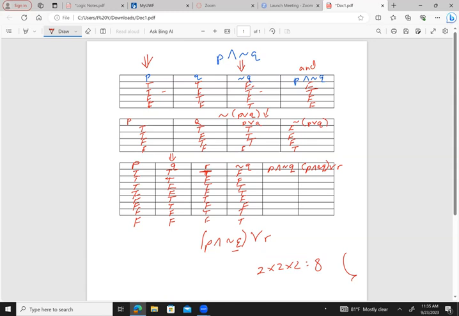Now I'm looking at P and not Q. So I'm looking at P here and not Q. Well, Q is false, so not Q is false, and it's going to be false here. I do have true, true, and true, true here. And then for the rest of these, P is false, so they're going to be false.